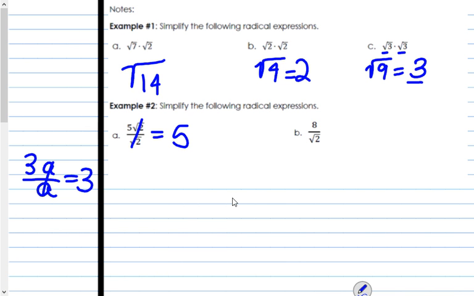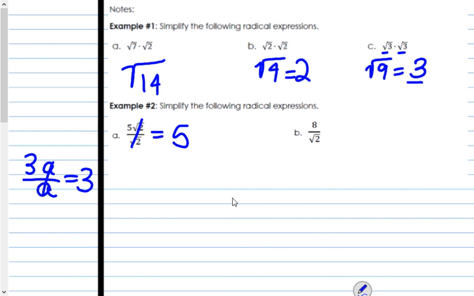Okay? Now, letter B, we have 8 divided by the square root of 2. And you might say, well, Mrs. Locke, 8 divided by 2 is 4, so the answer is 4. That's not the case. The square root of 2 is not the number 2. Take your calculators, hit 2, and press the square root button. 1.412. So dividing by 2 is not the same thing as dividing by the square root of 2, because the square root of 2 is an actual number. It's 1.4 something, or whatever you guys thought that it was. Okay? So you just can't say 8 divided by the square root of 2 is 4.